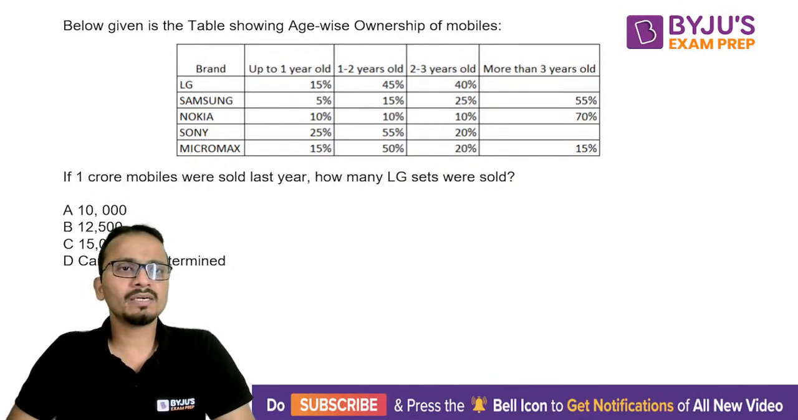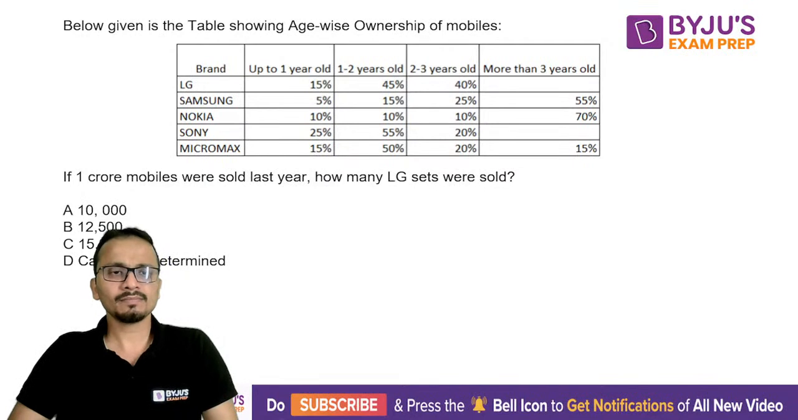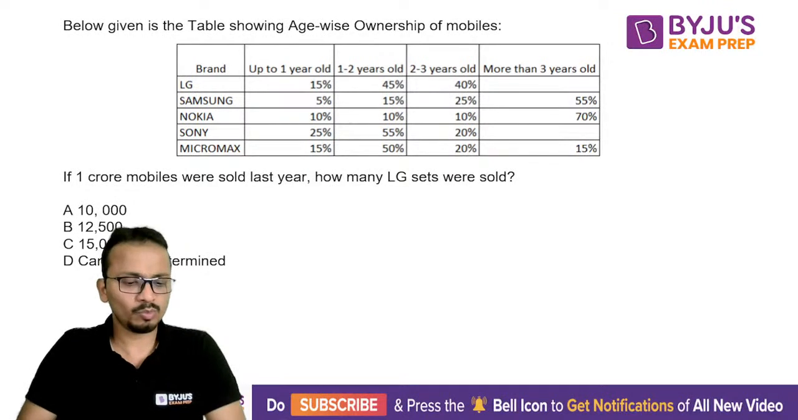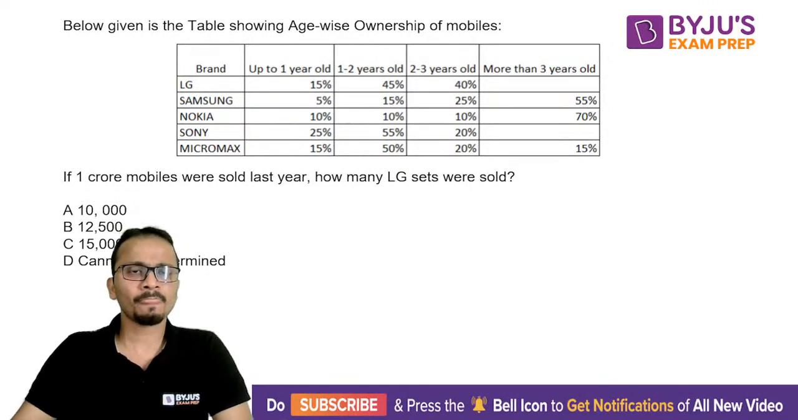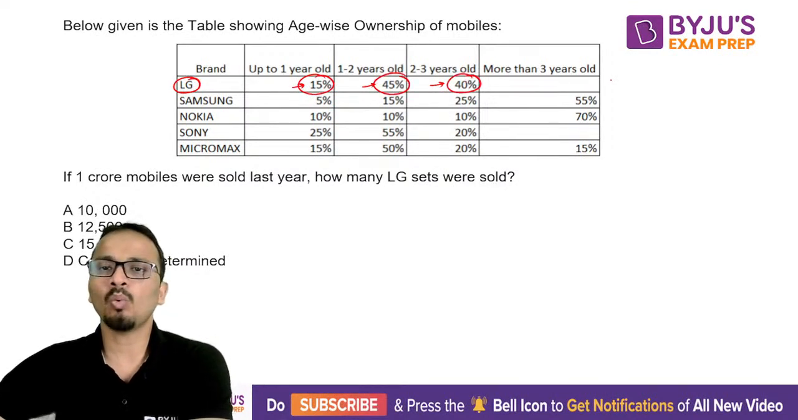Now, below table is showing age-wise ownership of mobiles. Now, you need to understand this complete table properly. Okay, what actually this table is giving us. So basically, they are telling us the age-wise ownership of mobiles. So if I look at brand LG, out of the total number of phones that are sold for LG, 15% are 1 year old, 45% are 1 to 2 year old, and 40% are 2 to 3 year old. If you add these three, it will become 100%.